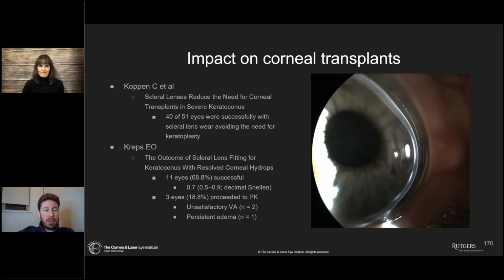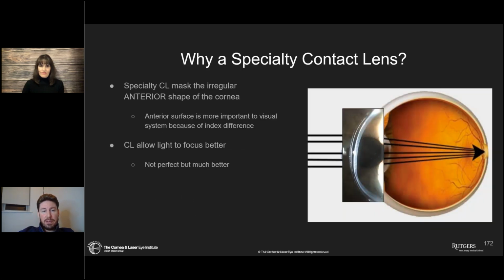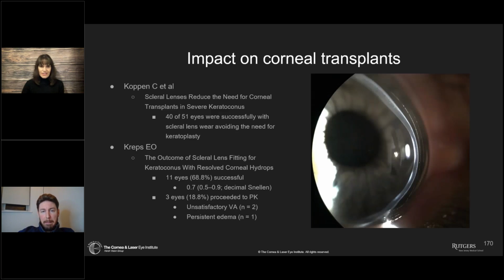Krebs showed similar information about outcomes after high drops and the success with scleral lenses for those. And then Jenny Ling also did a study showing the same thing. And these are patients with severe keratoconus.